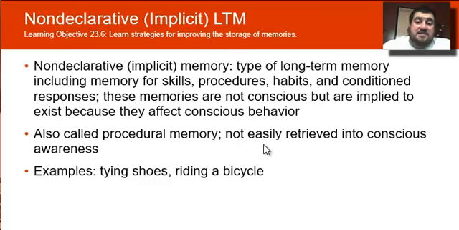Like we said, implicit memory is your memory for skills, procedures, habits, and conditioned responses. They're not conscious, but they're implied to exist because they affect your behavior. It's also called procedural memory because it does involve procedures, and it's not easily retrieved because you couldn't explain how to ride a bike to somebody, but you would be able to do it.